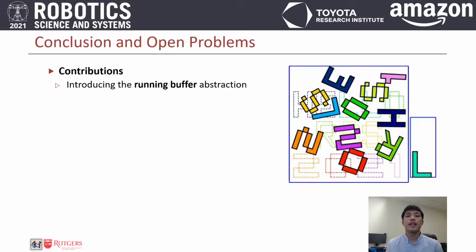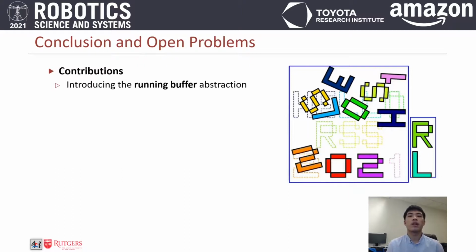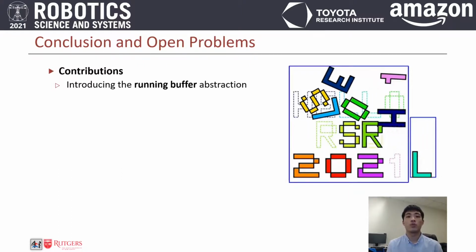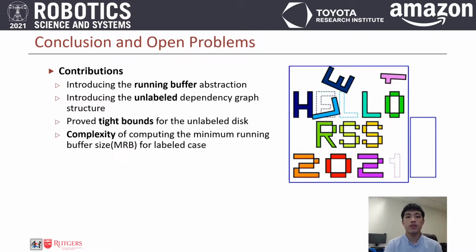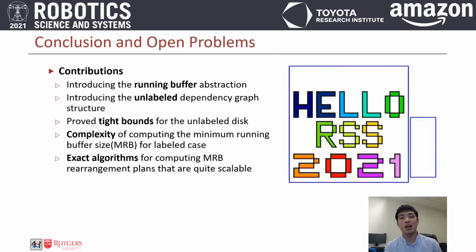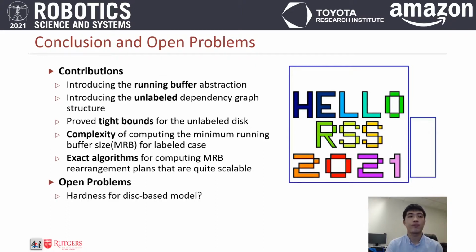To conclude, in this paper, we proposed a running buffer problem in a tabletop rearrangement setup. And we also proposed a graph representation for the unlabeled case. Based on the dependency graph structure, we proved important structural properties of the problems and designed several exact algorithms for computing the optimal rearrangement plans, minimizing the number of running buffers.